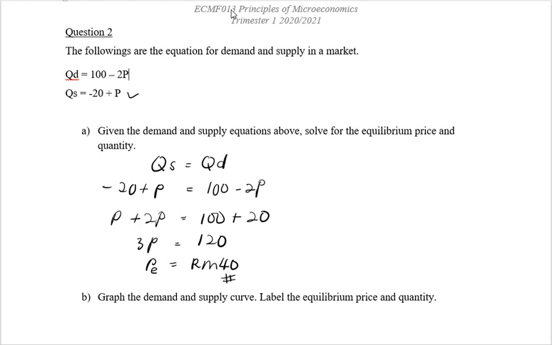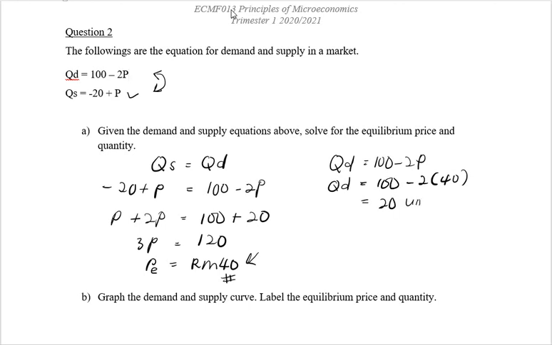So you can actually choose either one of these equations here. Let's say you choose to use the equation for quantity demanded. So the quantity demanded equals 100 minus 2P. You replace P with RM40, so you will get the quantity demanded is 20 units.